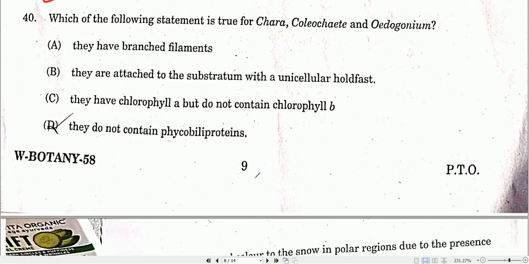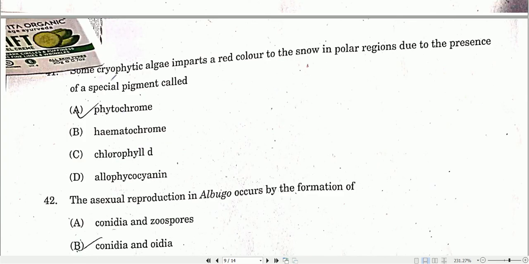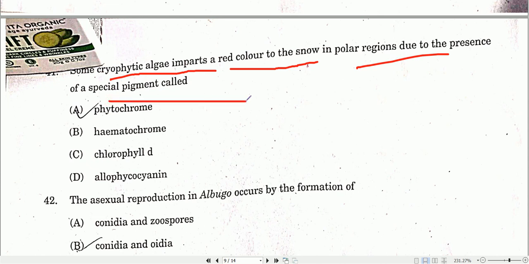Coming to question number 40, which of the following statements is true for Chara, Coleochaete and Oedogonium? For Chara, Coleochaete and Oedogonium, they don't contain phycobiliprotein. So option D will be the correct one. Coming to question number 41. Some cryptophytic algae impart a red color to the snow in polar regions due to the presence of a special pigment. Okay, and that kind of pigment is known as hematochrome. Option B will be the correct one.